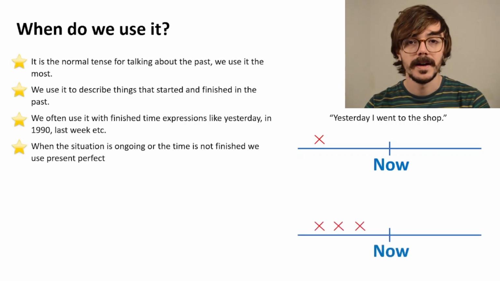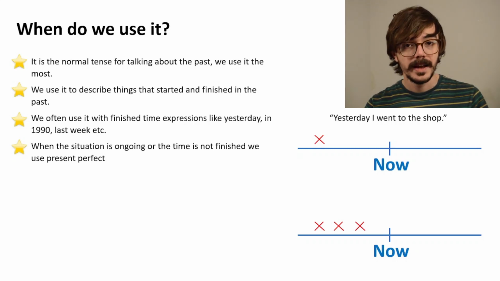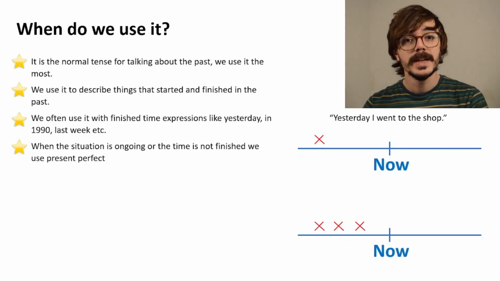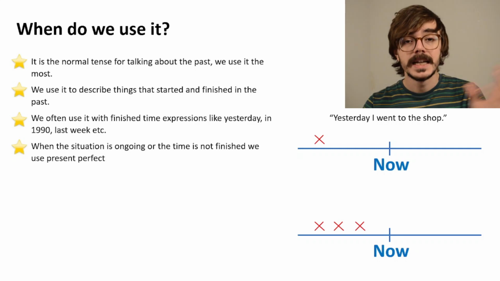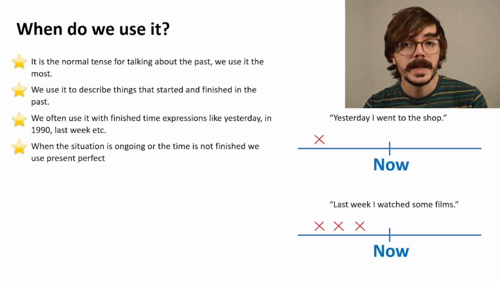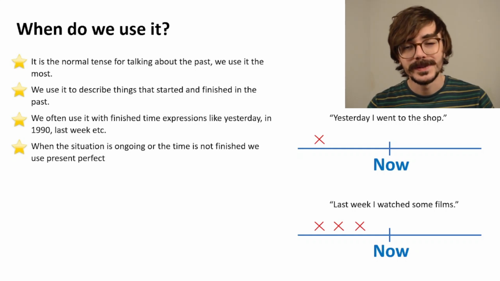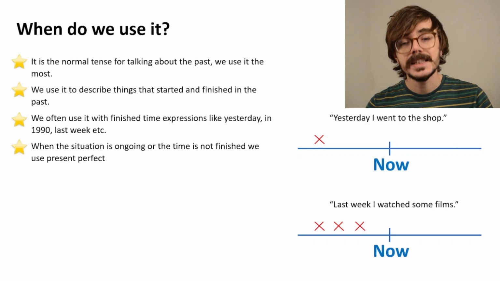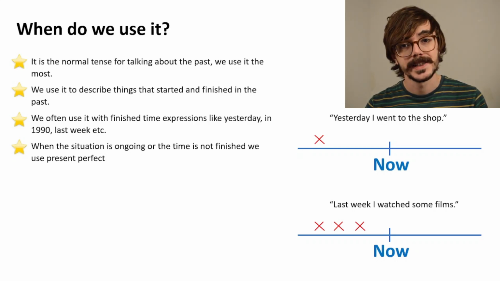Here's another timeline. This one has 3 red crosses on it, in the past. So we can use the past simple to talk about a repeated event or several things that we did in the past. For example, last week I watched some films. So I started all of these films in the past and I finished watching them in the past too. They are all past events.